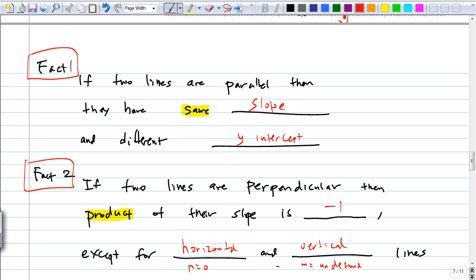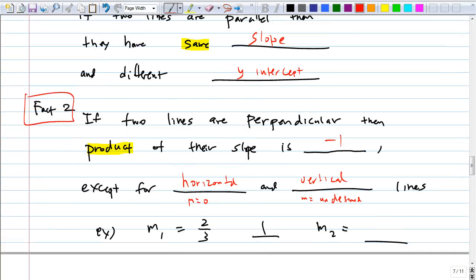But what do you know about a horizontal line and a vertical line? If you have a horizontal line and a vertical line, they're always perpendicular. So that's one exception. But for everything else, if the lines are not horizontal or vertical, the product of their slopes is -1. And write this down too. So if my slope is 2/3, do you guys remember what this upside down T represents? It means perpendicular.